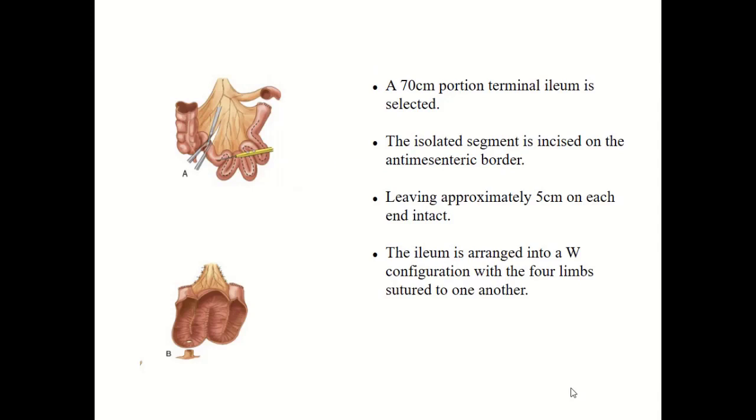A 70 cm portion of the terminal ileum is selected. The isolated segment is incised on the anti-mesenteric border, leaving approximately 5 cm on each end intact. The ileum is arranged in the W configuration with the limbs switched to one another.